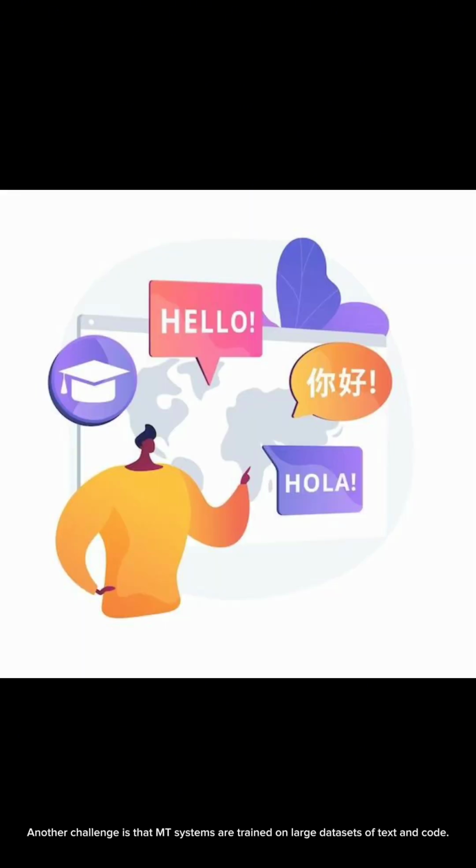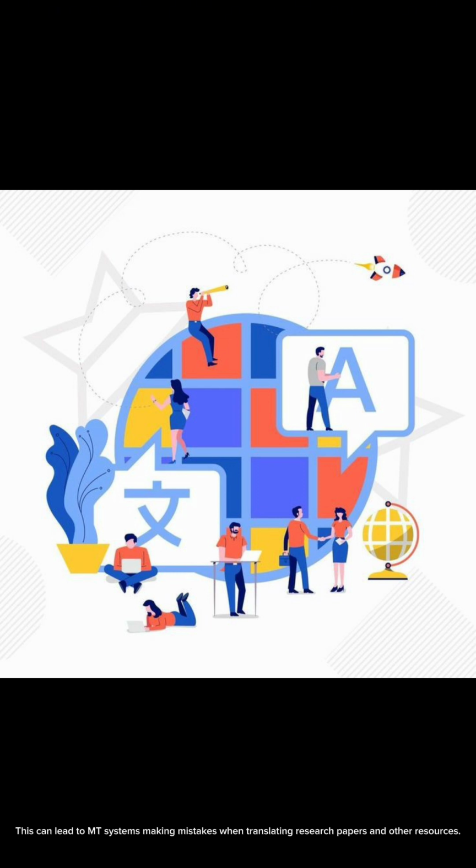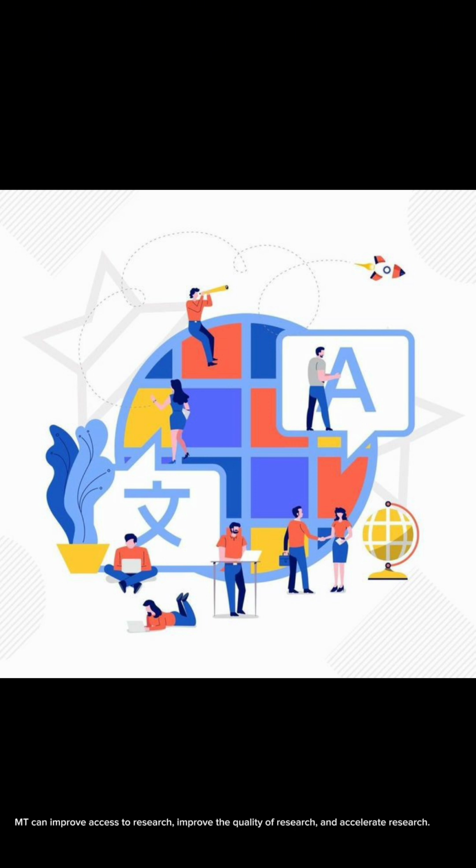Another challenge is that machine translation systems are trained on large datasets of text and code. These datasets may not be representative of the type of language that is used in English language and literature research. This can lead to machine translation systems making mistakes when translating research papers and other resources. Despite this challenge, machine translation is a valuable tool for researchers in English language and literature. Machine translation can improve access to research, improve the quality of research, and accelerate research.